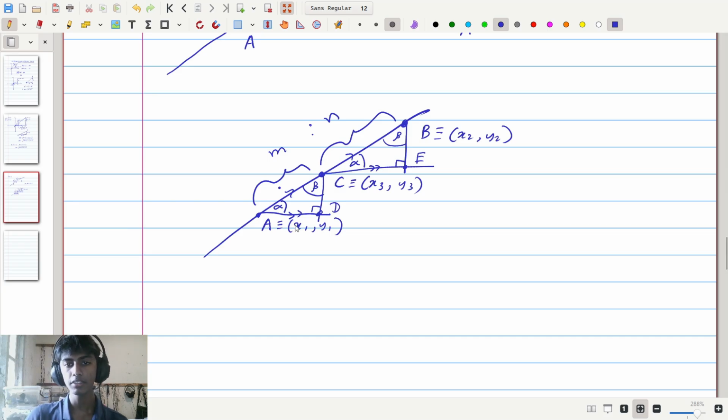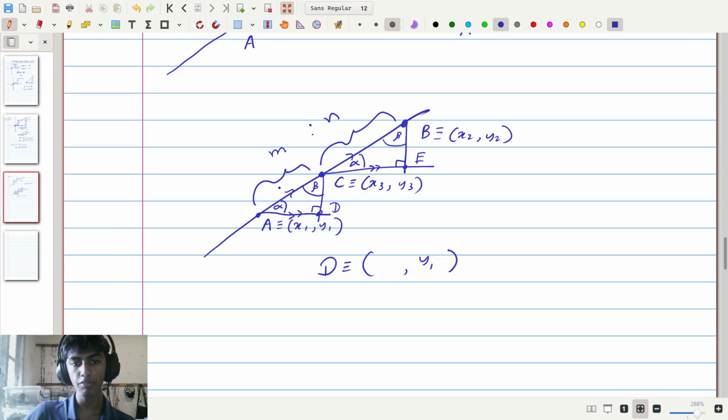So we have this construction that we made. In this construction, we can see that D and A are both level with each other. They are both on a horizontal line, which means their y coordinates would be equal to each other. So considering the point D, D would have to have the same y coordinate as A. A has y coordinate y1, so D would have y coordinate y1.